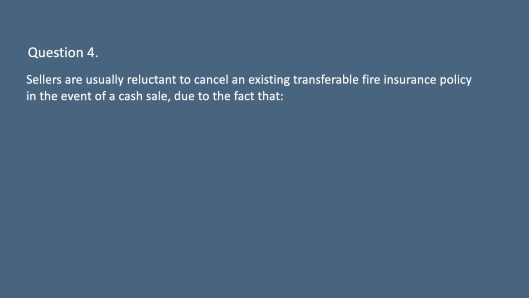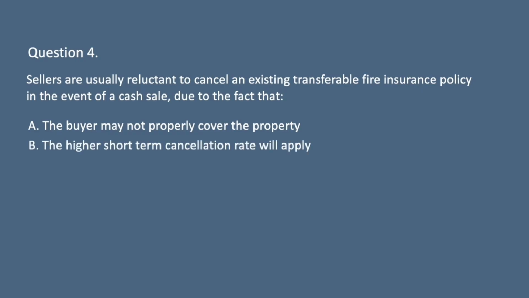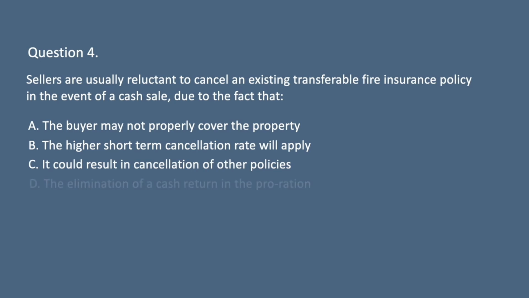Question 4. Sellers are usually reluctant to cancel an existing transferable fire insurance policy in the event of a cash sale, due to the fact that A. A buyer may not properly cover the property. B. The higher short-term cancellation rate will apply. C. It could result in cancellation of other policies. D. The elimination of a cash return in the proration.